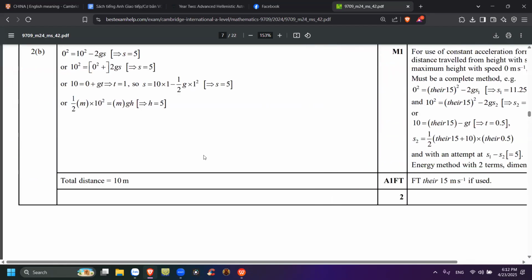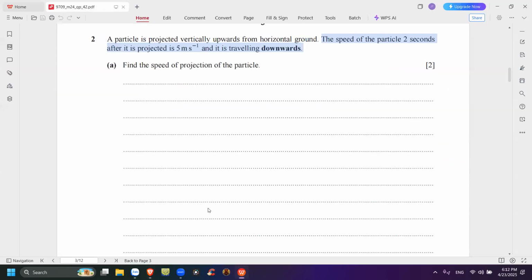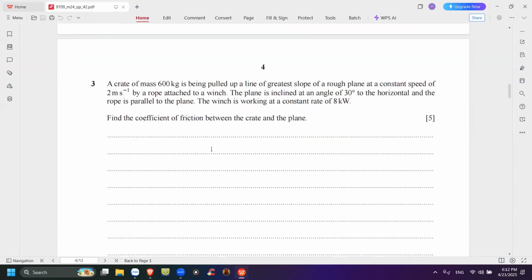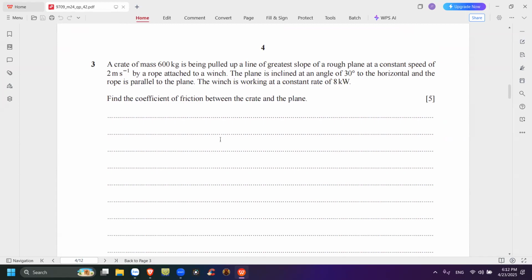All right, anyway. Let's move on to question number 3. A crate of mass 600 kilograms is being pulled up a line of greatest slope of a rough plane at a constant speed of 2 meters per second by a rope attached to a winch. Nó kéo một cái khối 600 kg lên một cái mặt phẳng nghiêng gồ ghề, có friction khá mạnh, ở constant speed, vận tốc không đổi, tức là a bằng 0.